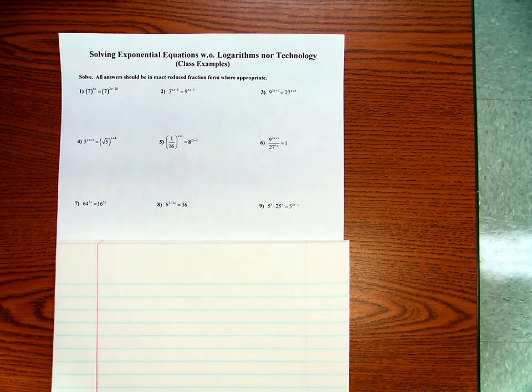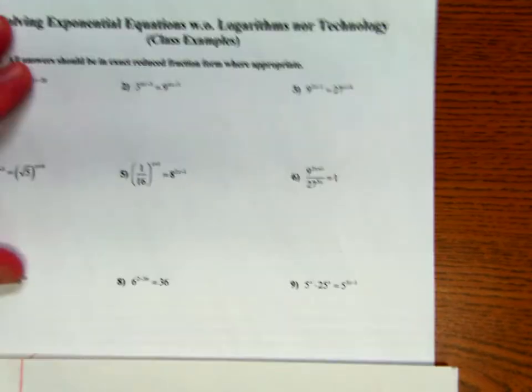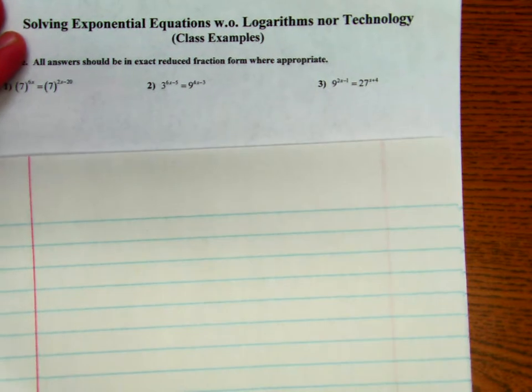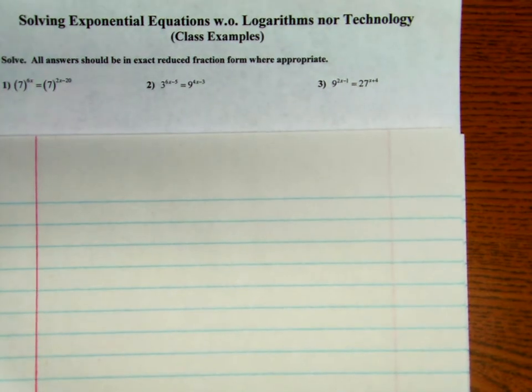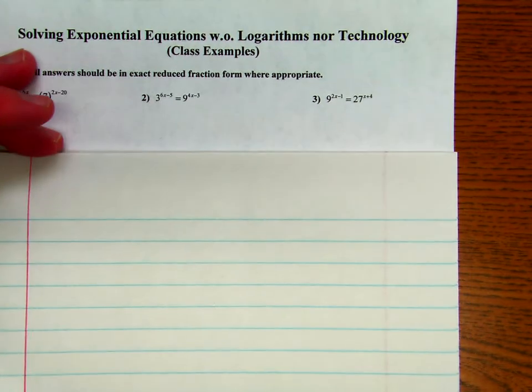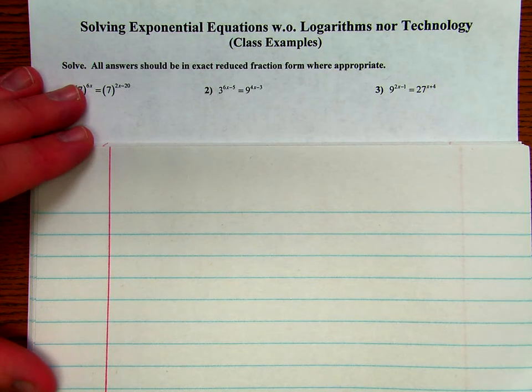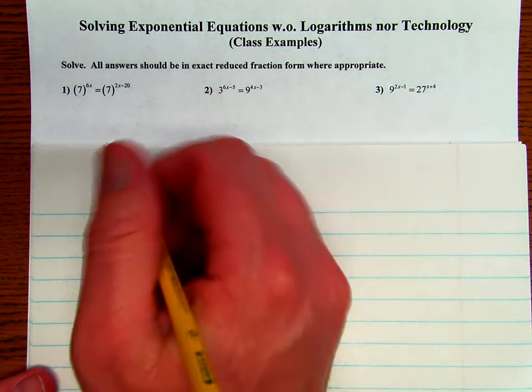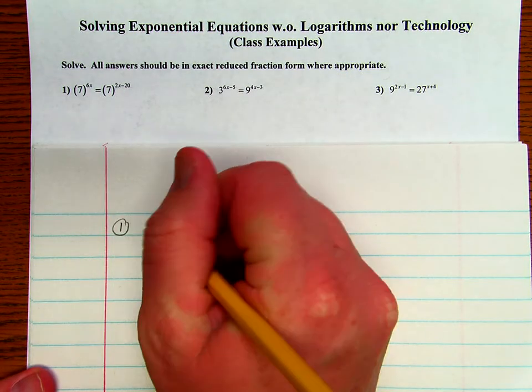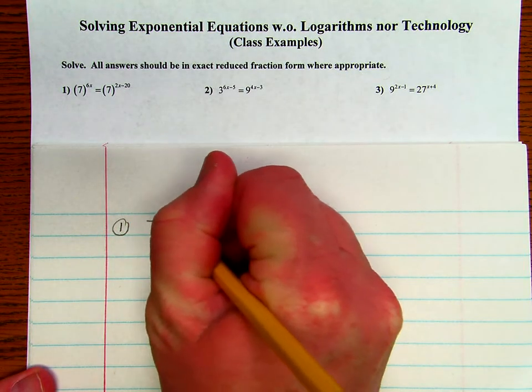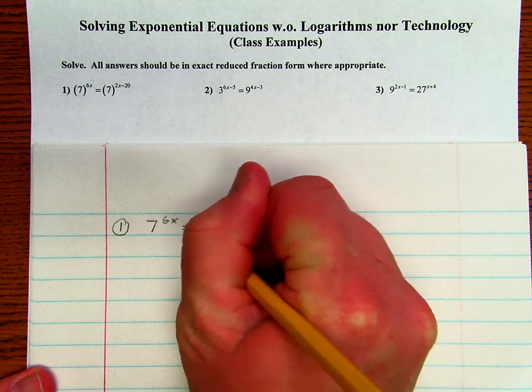Let me zoom in a little bit here. Make sure this is focused, or as best as it can be. Okay, so for number one, this equation already has both sides to be base 7.